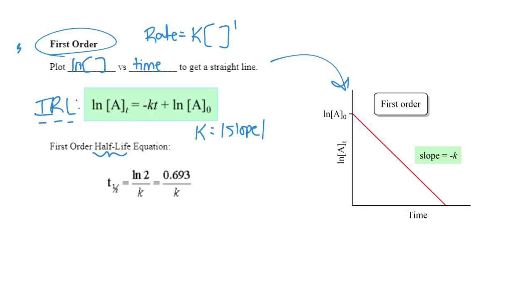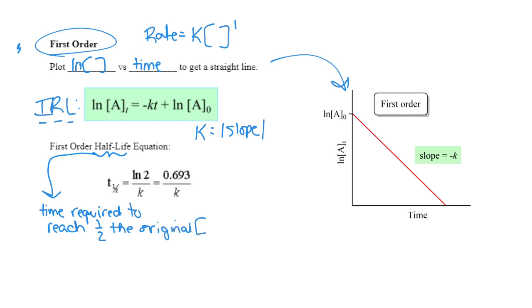So if we have a first order reaction, we could be asked to find half-life values. Half-life is probably something that you've heard of. Half-life is going to be the time required to reach one half of the original concentration. So how long does it take to get cut in half?